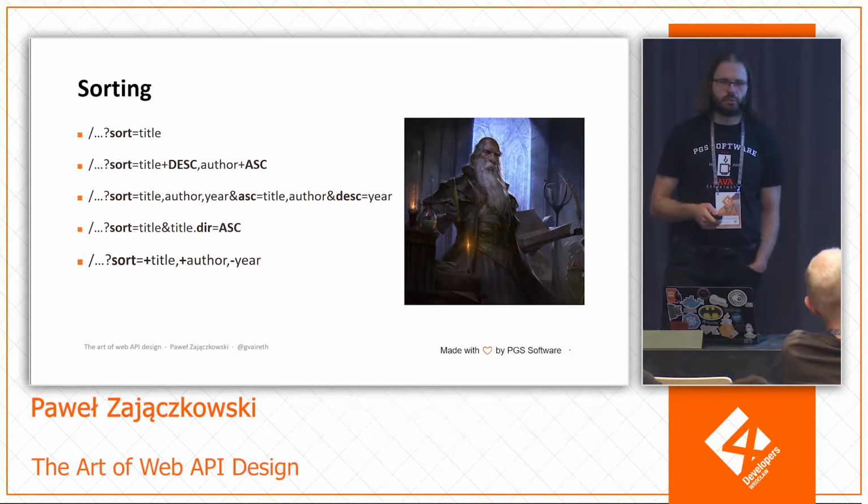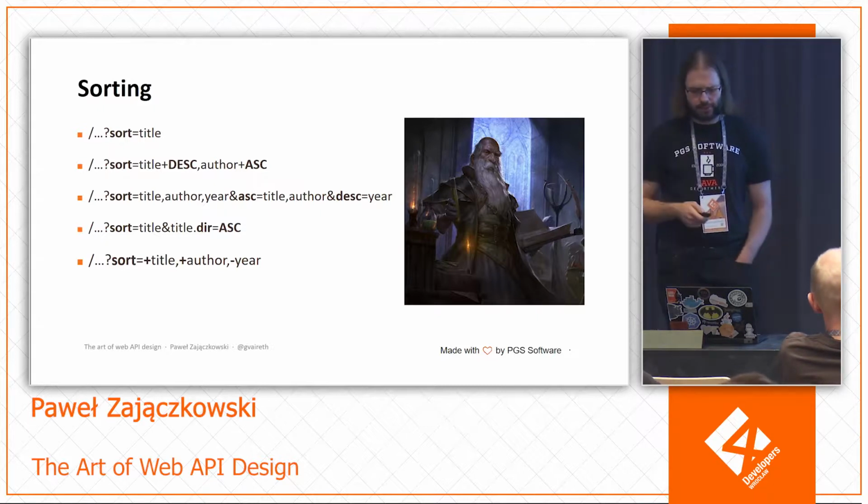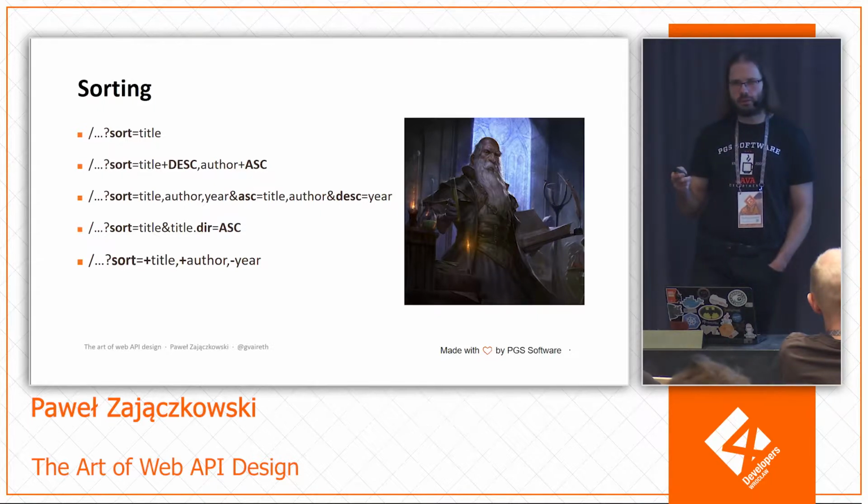If we want to sort by more properties and with different order, we can just list them and add a prefix or suffix to specify the sort order. Or we can list the properties and then list which are ascending and which are descending.